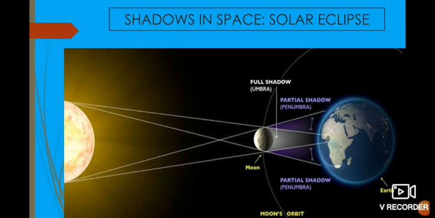But you may ask a question: how is such a tiny moon able to cover the full sun, which is much bigger? This is possible because the moon is very near to us.